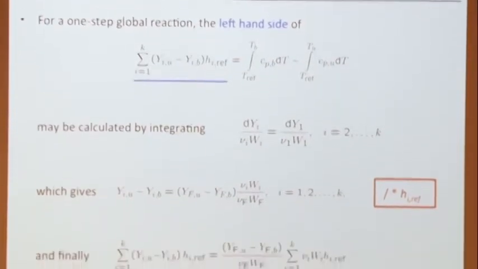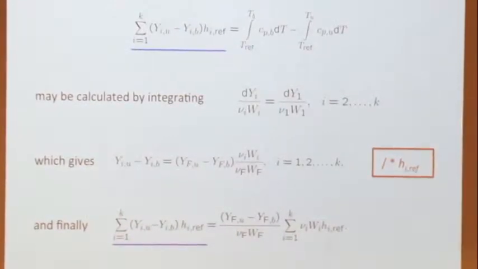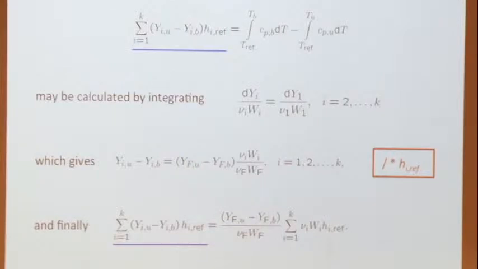Y unburned minus Y burned, of any species, can be related back to the same change in the fuel. And you see, I take this thing here, it is the same as this here for all species. So I take this equation, I multiply it by the reference enthalpy of each species, and I sum it up over all species. Okay? And then I get this. Just multiply by href and sum over all species, and then you get this.